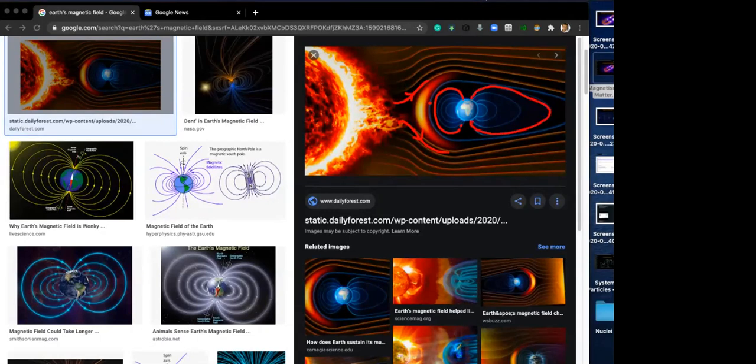Every planet has a magnetic field, and Jupiter has the strongest and the weirdest magnetic field also. If you read about the magnetic field of Jupiter, it's very unique. I actually forgot what the unique thing is.